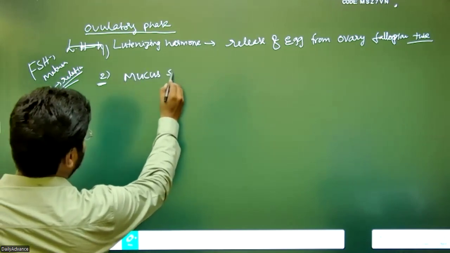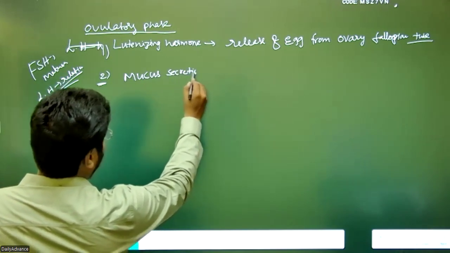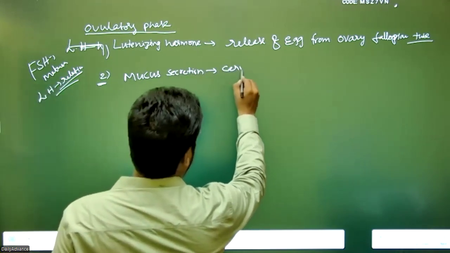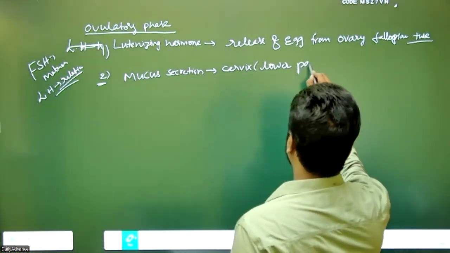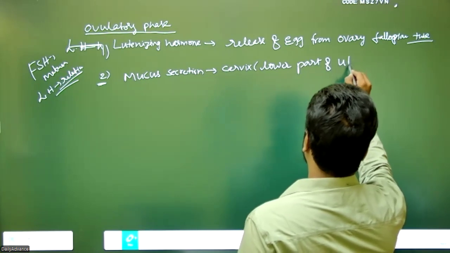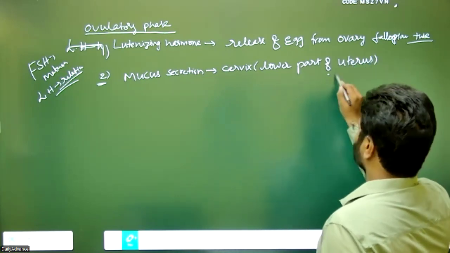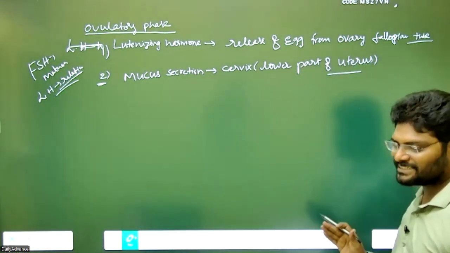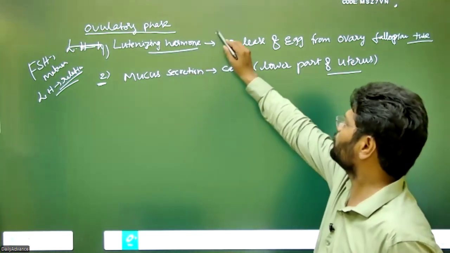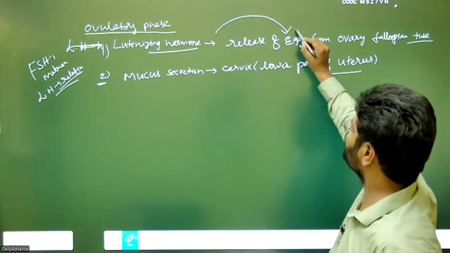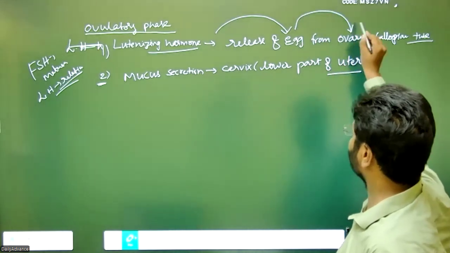So mucus secretion in the cervix or lower part of the uterus. Why? Because the ova has set off on its journey into the fallopian tube under the influence of luteinizing hormone. The ova is released into the fallopian tube and starts its journey from within the fallopian tube.